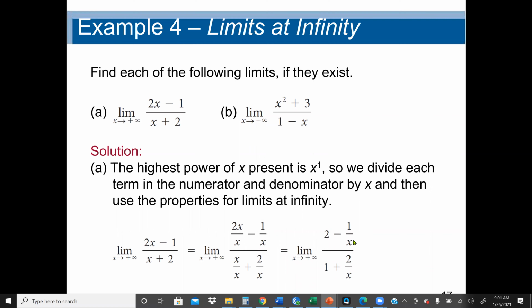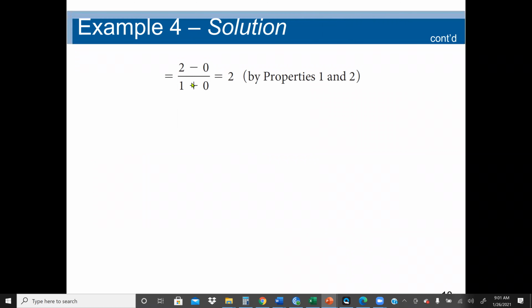1 over x, x is positive infinity. 2 over x, positive infinity. And the exponent is 1. It's a positive value, greater than 0. If the exponent is 0, the answer will be 1 because x raised to the power 0 is 1, so 2 over 1, the answer will be 2 here. But if it's greater than 0, then everything here will be 0. So we get 2 minus 0, 1 plus 0, and we got our 2 and 1. 2 divided by 1, again, is 2. So here we use property 1 and 2.